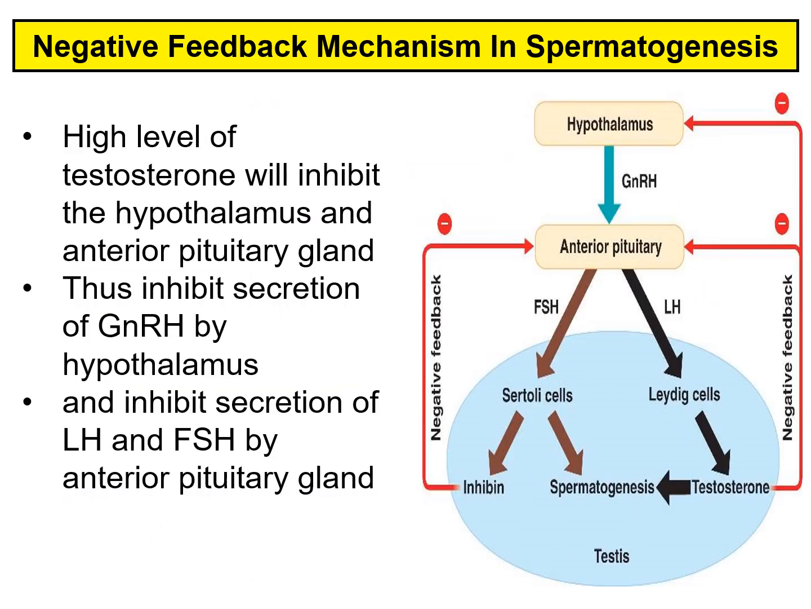So if you were asked to explain negative feedback mechanism in spermatogenesis, high level of testosterone. Sebab ni negative feedback, kita akan tengok pada yang ini, negative feedback. First, testosterone, high level, mesti sebut high level. High level of testosterone will inhibit the hypothalamus and anterior pituitary. Thus, GnRH. Jadi, mula-mula dia akan inhibit hypothalamus. So, no GnRH. So, no GnRH anterior pituitary tak boleh rembeskan LH dan juga FSH.